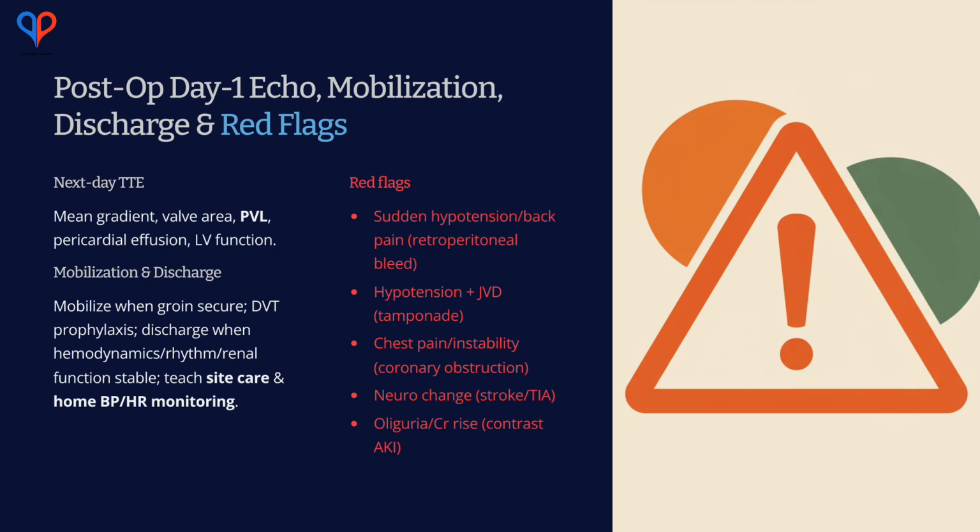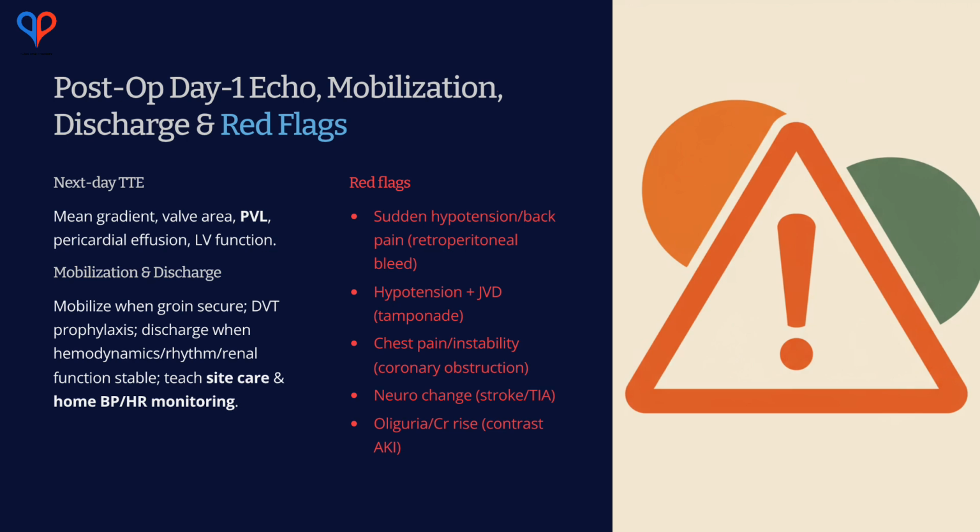Next day echo locks in the result: mean gradient, valve area, paravalvular leak, pericardial effusion, and left ventricular function. Mobilize once the groin is quiet. Continue DVT prophylaxis. Discharge when rhythm and blood pressure are stable, renal function acceptable, neuroexam clean, and the patient understands site care and home blood pressure and heart rate monitoring.